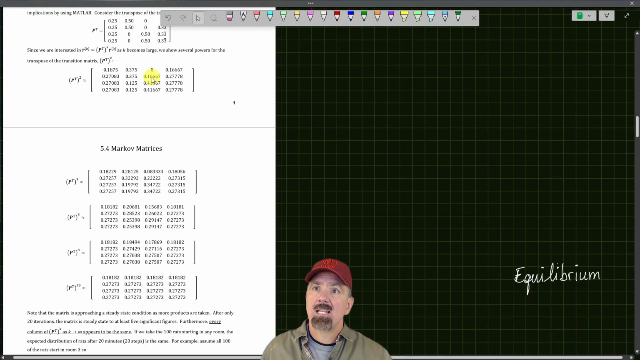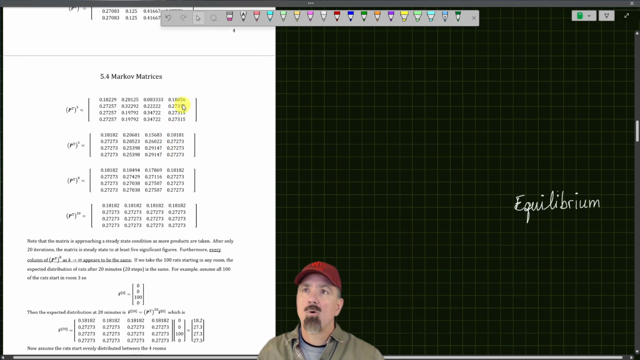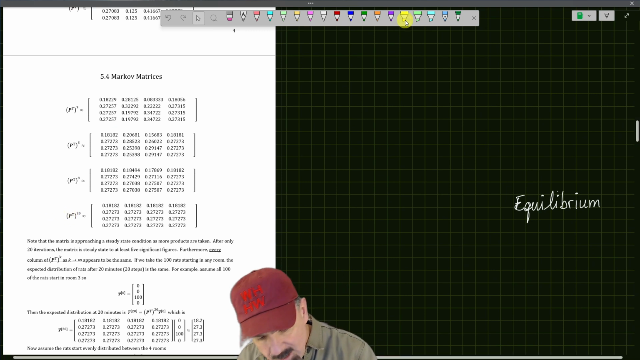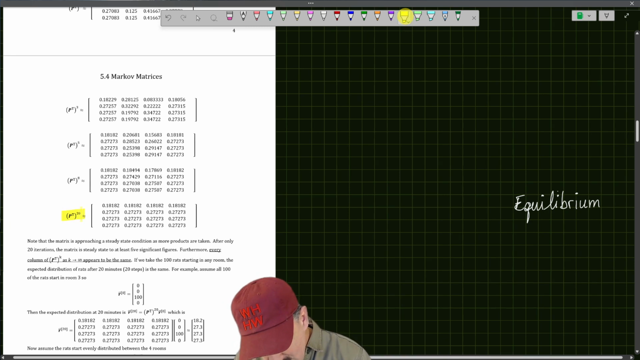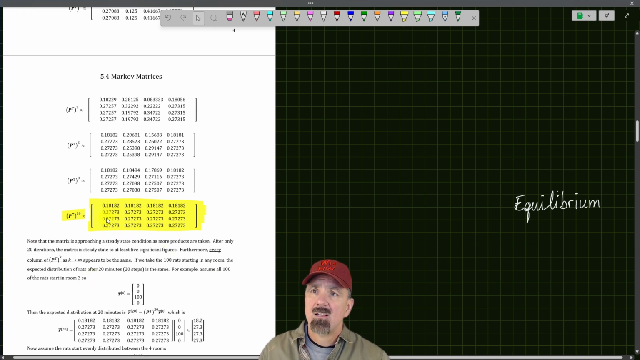And then this is just a list showing you what the probabilities look like as we continue to apply the transpose. And a really important part of this is as we raise this to higher and higher powers, take a look at this matrix right here. This is P transpose raised to the 20th power. And what do you notice about all of the distributions here? Remember, this is transpose, so the distribution is the columns instead of the rows. And you can see that the distributions are the same regardless of where we started.